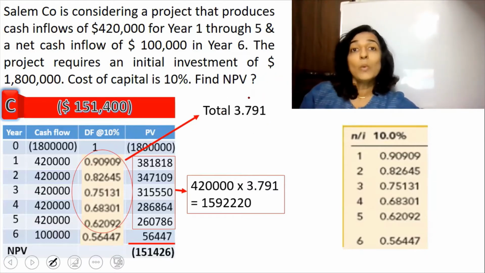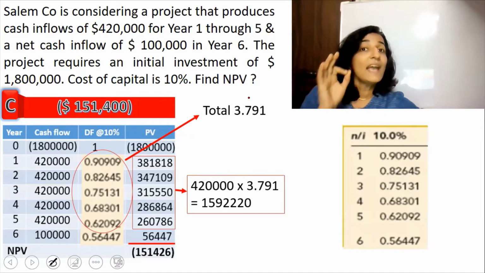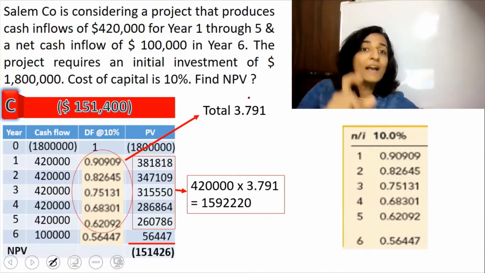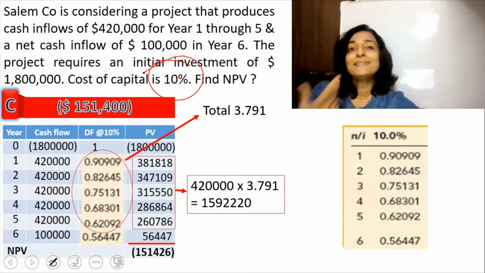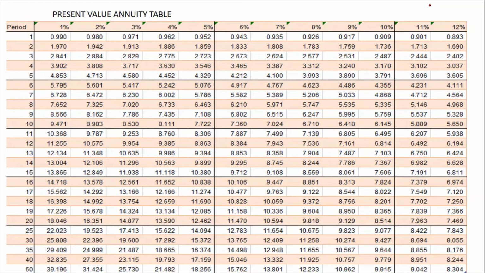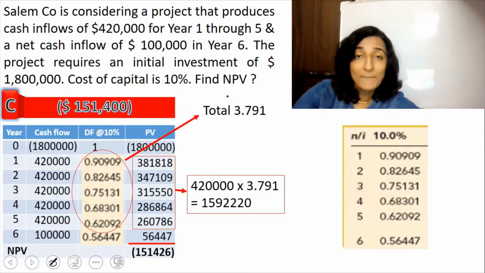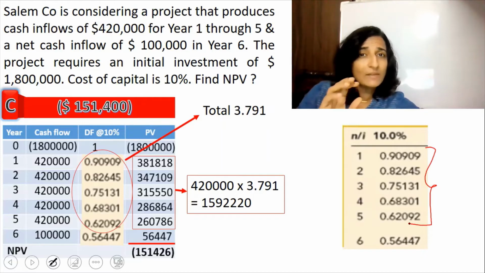Okay. And this 3.791, instead of adding it, we have another easier method, and that is the annuity table. So we will just take a look at the annuity table and see whether we get this figure 3.791 against year 5 when the cost of capital is 10%. This is the annuity table, and if you see against 10% and n equal to 5, you have the very same figure, that is 3.791. So this 3.791 can either be looked into the present value table, just add it, or you can look into the annuity table where you get the 3.791 in one shot.